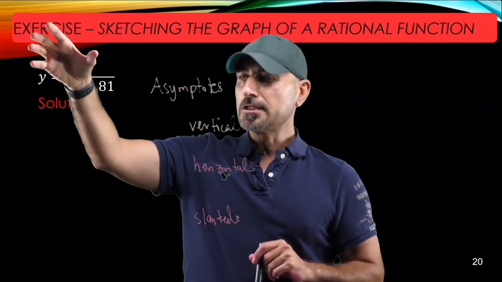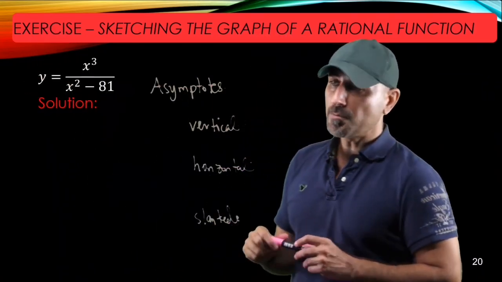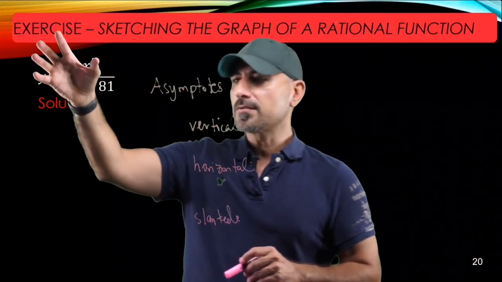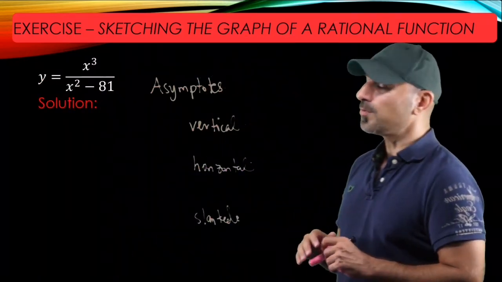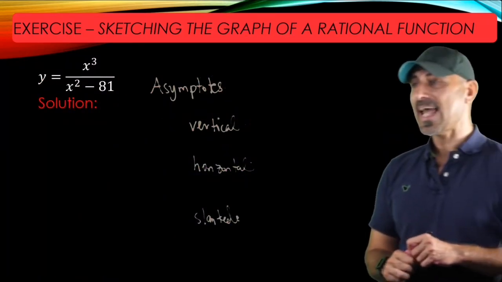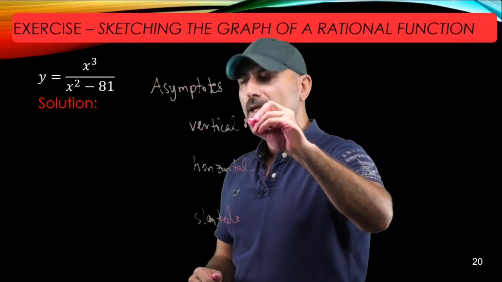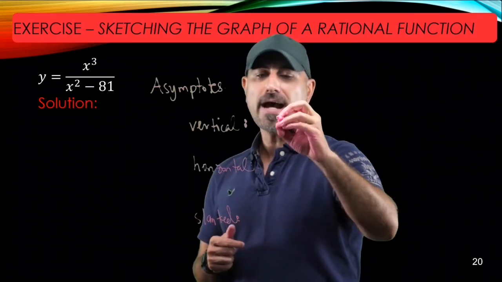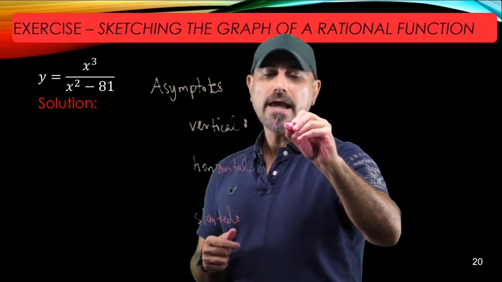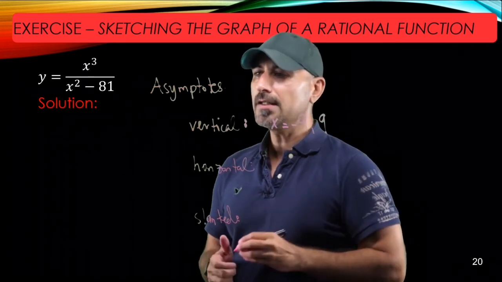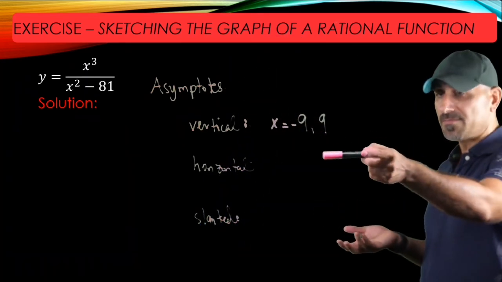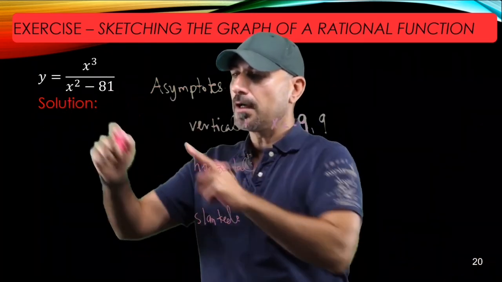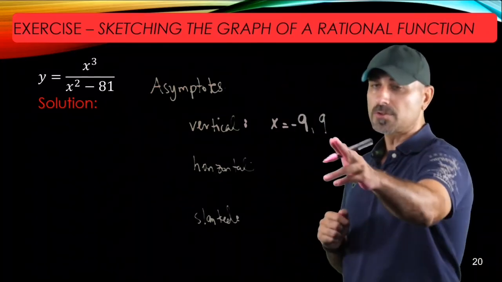Even in the case where the degree of the top is lower than the degree of the bottom, you still have a horizontal asymptote. So in this case, the degree of the top is greater than the degree of the bottom, so it's likely that we have a slanted asymptote. For the vertical asymptotes, essentially we're looking for x's that make the bottom 0. And in fact, I have just shown that x equals -9 and x equals 9 are not in the domain for that reason. In fact, they are vertical asymptotes, because the function blows up. It gets larger and larger when you get closer to those numbers.